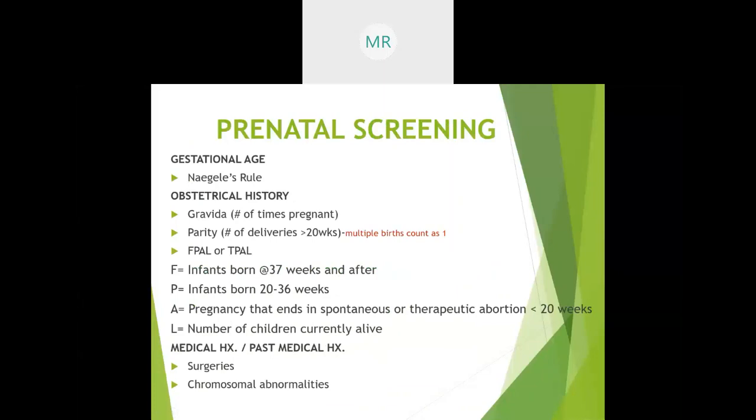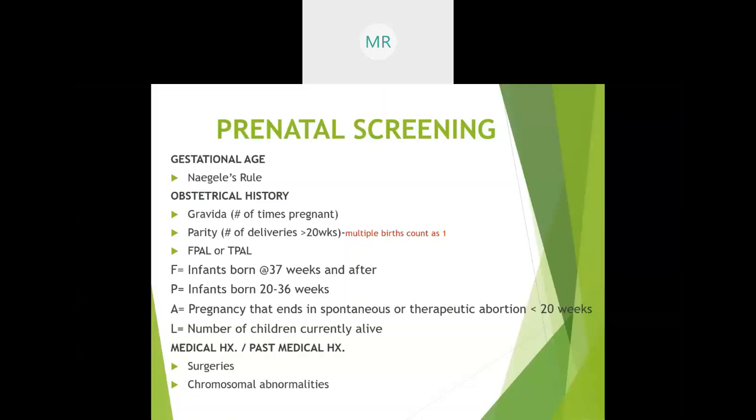First thing I want to talk about is gestational age and Nagel's rule. This is how we find out when the patient will deliver. Expected date of delivery, EDC, EDD, expected date of confinement. This is done with Nagel's rule. We're looking for gestational age, when mom is going to deliver.